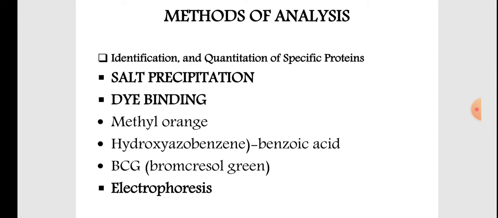بالنسبة للidentification and quantitation of specific protein بنلقى عندنا 3 main method اللي هي salt precipitation, dye binding method and electrophoresis. Dye binding method can be by methyl orange, hydroxyazobenzene benzoic acid, BCG, bromocresol green. Those are the 3 dye binding methods.